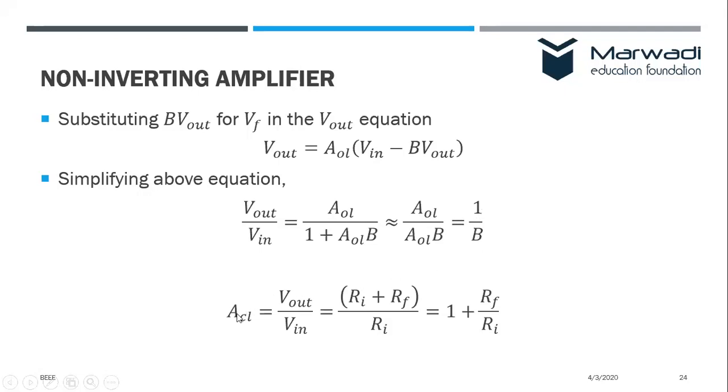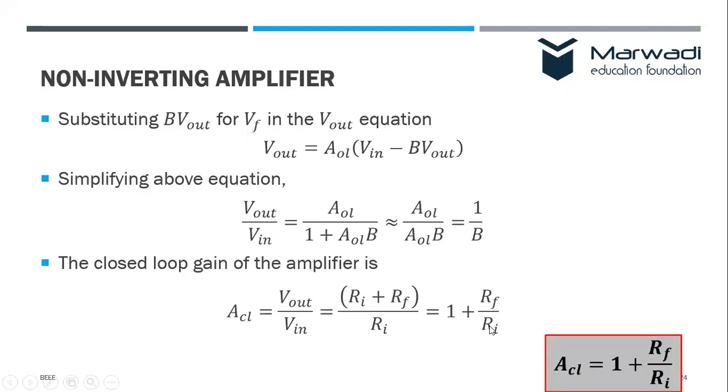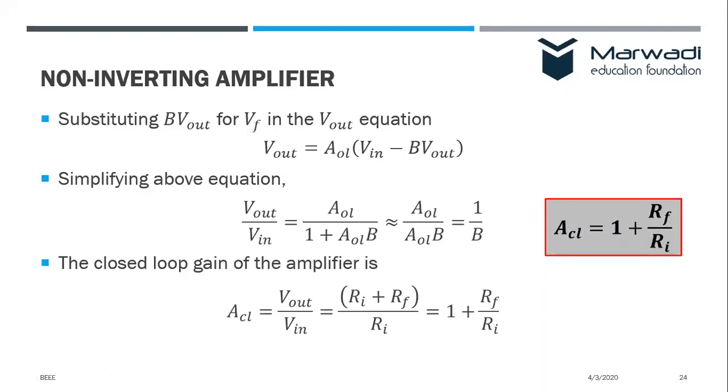That means the closed loop gain of the amplifier, Vout upon Vin, is equal to 1 upon B, and that is Ri plus Rf upon Ri, right? And that is given by 1 plus Rf upon Ri, right? That means the closed loop gain of a non-inverting amplifier is determined by 1 plus Rf upon Ri. Okay.